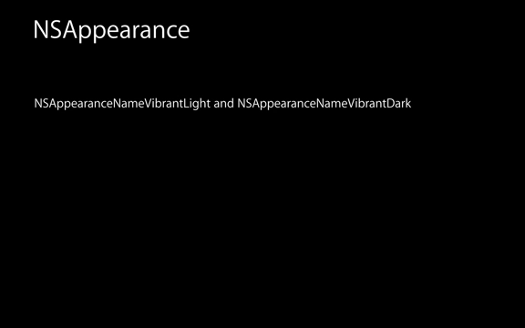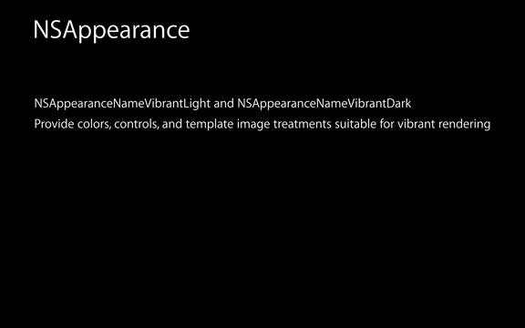So let's move on to NSAppearance. NSAppearance in this equation is the one that's taking the role of the foreground element. It's going to drive both the selection of foreground content as well as drive some of the blending behavior. It's offered in two appearance variants, NSAppearance named VibrantLight and NSAppearance named VibrantDark. Its role in life is to provide a panoply of colors, controls, and template image treatments that are appropriate and suitable for vibrant rendering when deployed on visual effect views and vibrant surfaces.